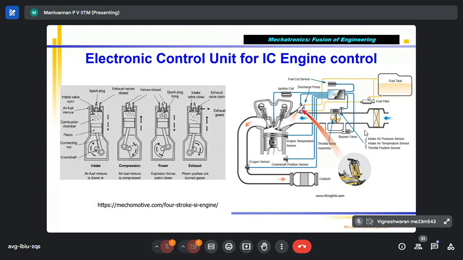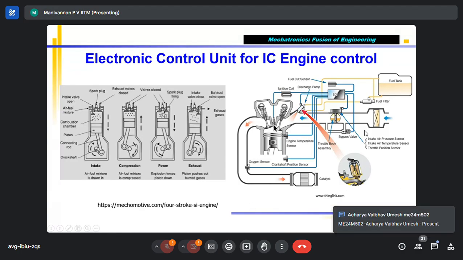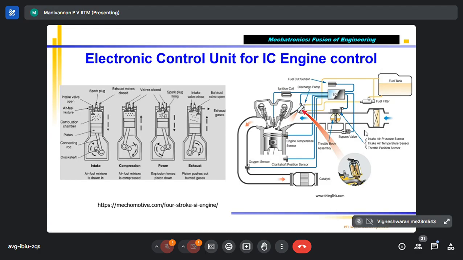Okay, good evening. Let me start with another example for a mechatronics system. Already we saw washing machine, camera, and robot. Now we will see the fuel injection system for a petrol engine. This slide shows the basic working of a four-stroke petrol engine.